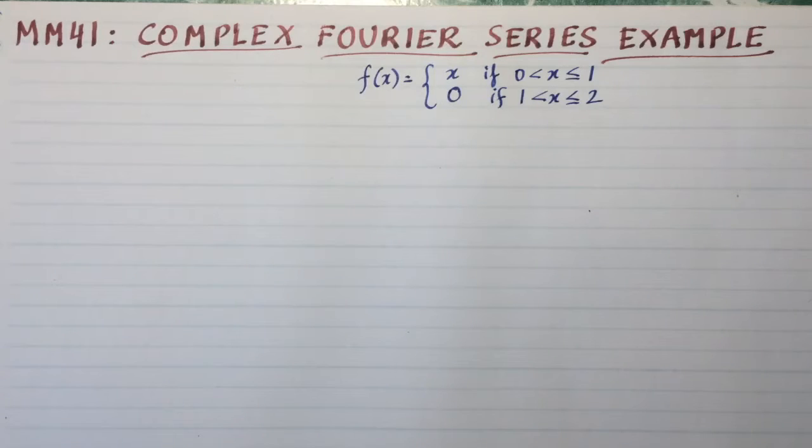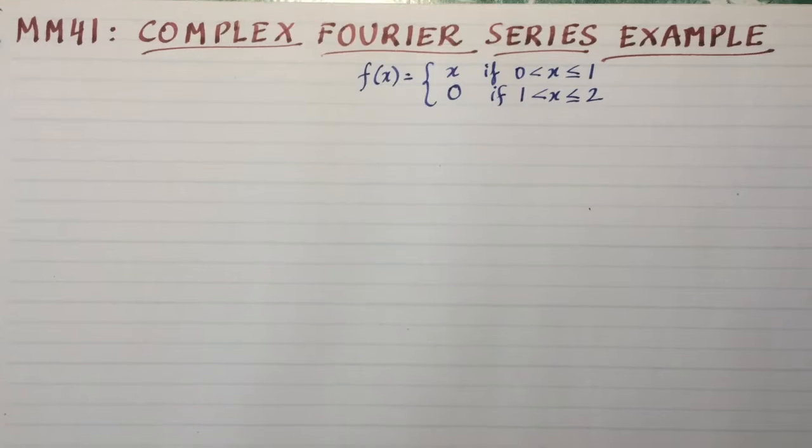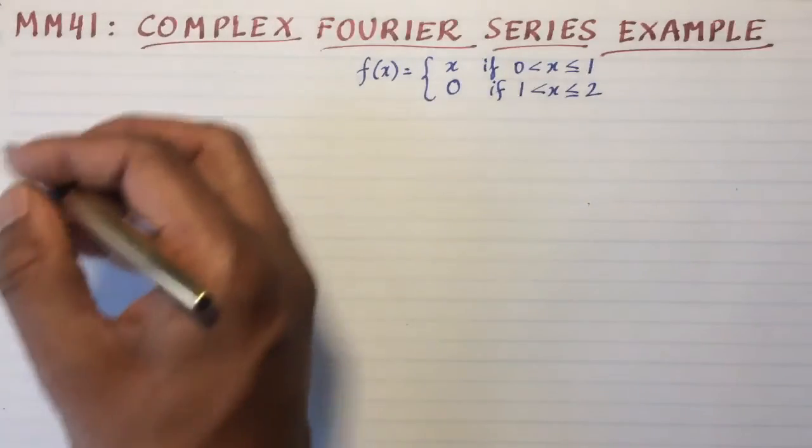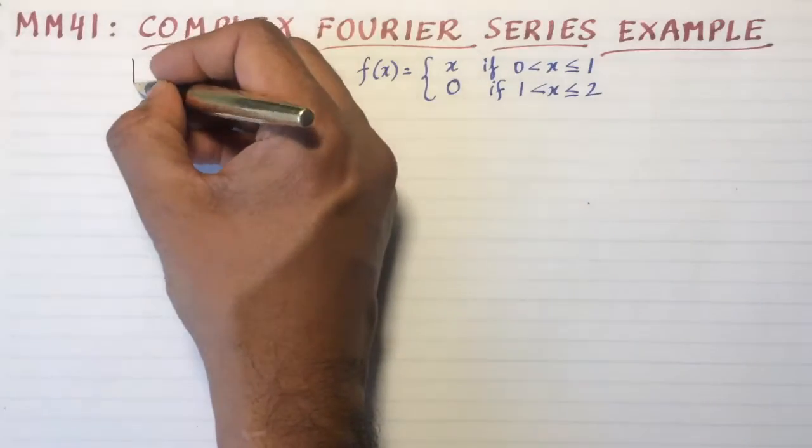Let's consider a formal example. I have to find the Fourier series, either the exponential series or the sine-cosine series, of the following function. The function is defined as x if x lies between 0 and 1, and 0 if x lies between 1 and 2, and it's said to be periodic. So what we do is this: we first plot the graph.